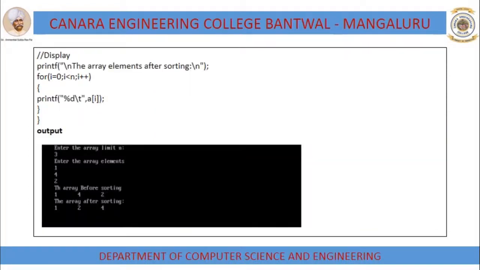Now the array is sorted. We have to display the sorted array. So I made use of this for loop to display the sorted array elements. I use backslash t so that the array elements after sorting are displayed with a tab space: 1, 2 and 4. The sorted array will be displayed here.